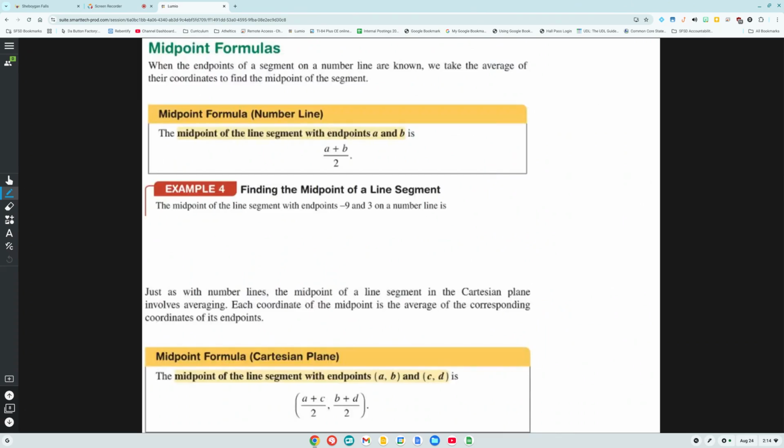And that'll actually be a good place for us to stop, and we'll do the midpoint formula in the next one.